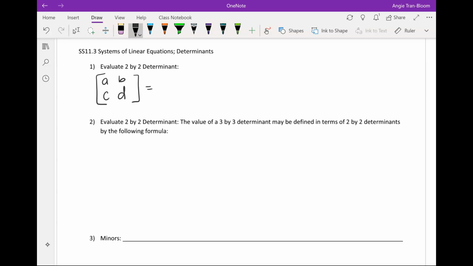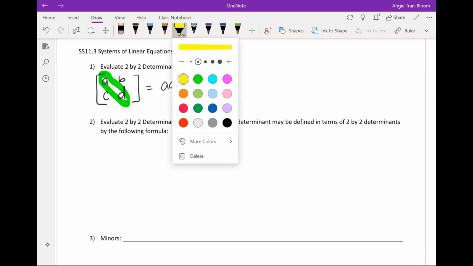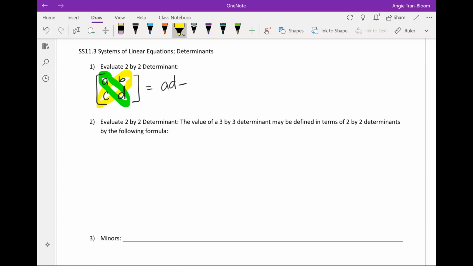We are going to multiply diagonally. So we're going to take A times D, which is going to be AD in this case. And we will minus the other diagonals. We will minus B times C or C times B. Okay? So we can write BC or CB. That is not important. So a determinant can be found for any square matrix. A 2 by 2 is the easiest.